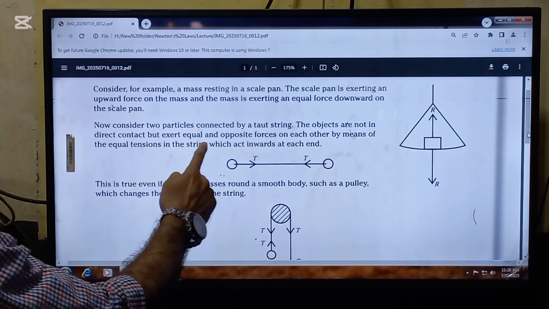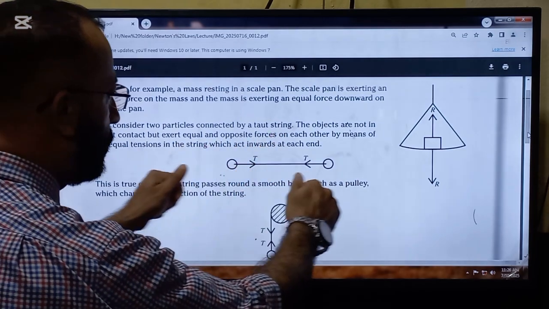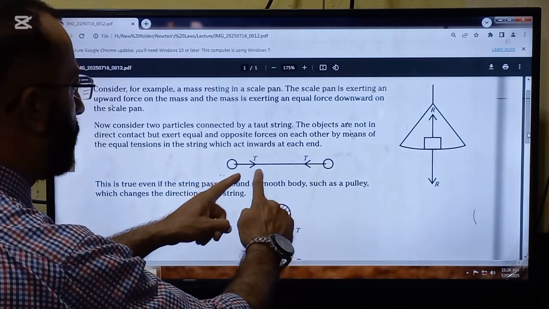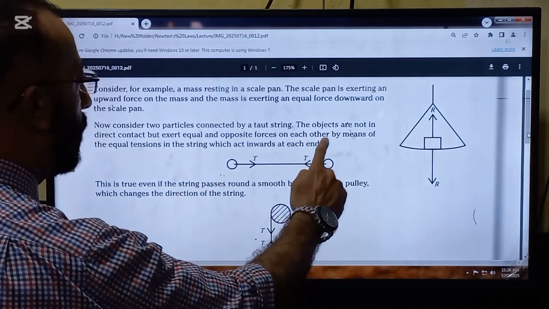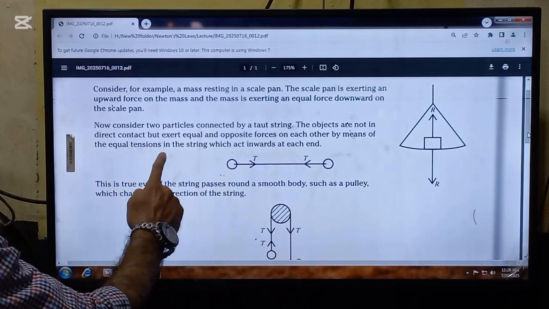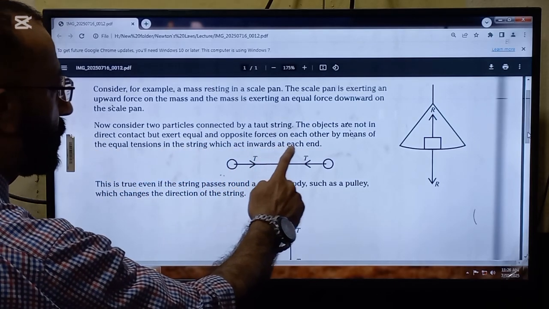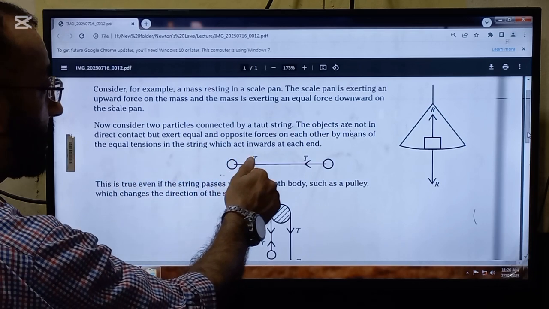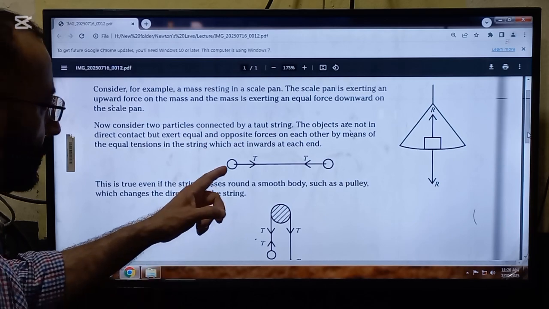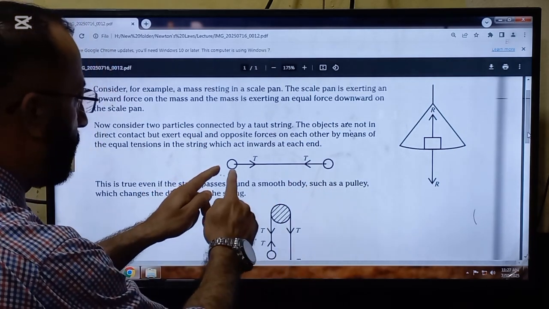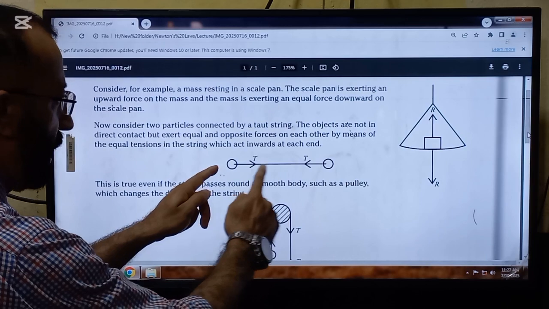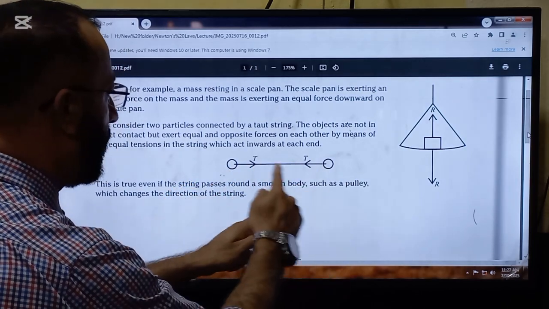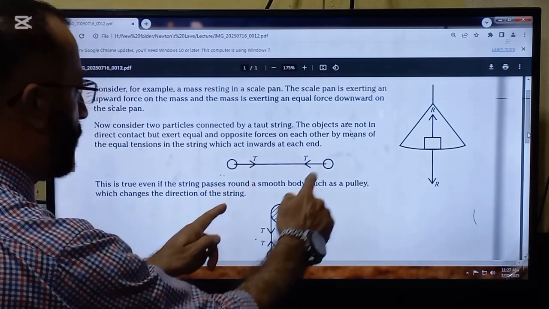Now consider two particles connected by a taut string. Here is the taut string, and two bodies are connected with each other through it. The objects are not in direct contact but exert equal and opposite forces on each other by means of the equal tension in the string, which acts inward at each of them. So this body is putting a tension T on this body through the taut string, and this body is putting the same tension on this body.